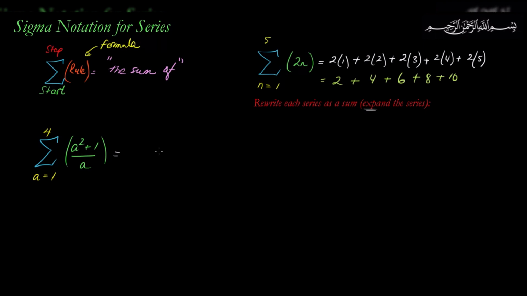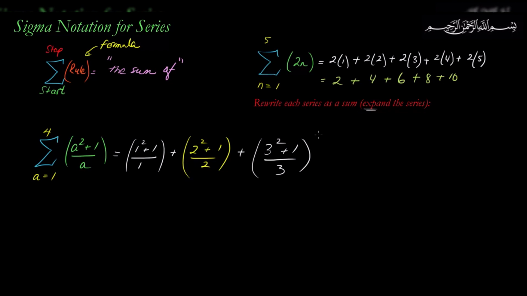So when a is 1, this will be 1 squared plus 1 over 1. And then to get the next term, we substitute 2 in place of a. That would be 2 squared plus 1 over 2. And in the same way, to get the third term, we place 3 squared plus 1 over 3. There's a nice pattern over here. And finally, to get the last term, you would place 4. That's 4 squared plus 1 over 4. And thankfully, there are only 4 terms in this particular series.